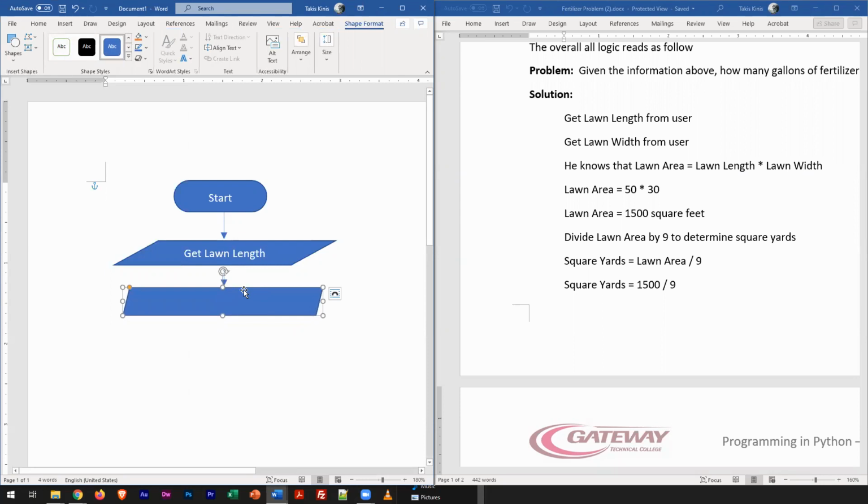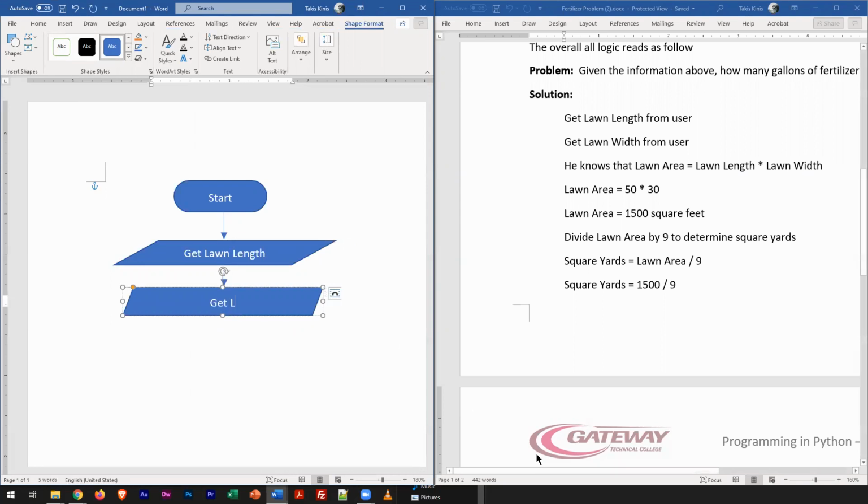You notice the second parallelogram is probably a little bit better than the first, and that's kind of how it goes sometimes. But often you can correct them too, so don't worry about that. Once you're clicked in, you can type it in: get lawn width.